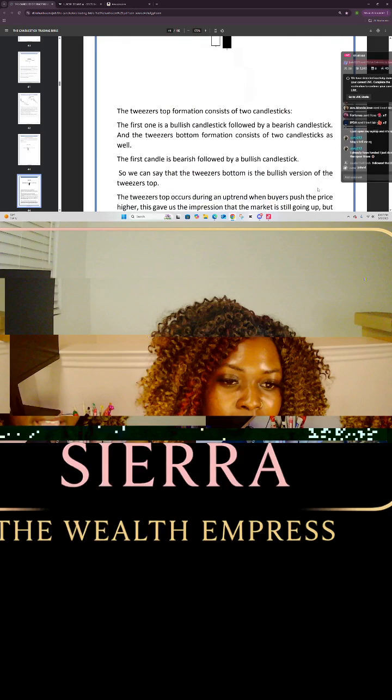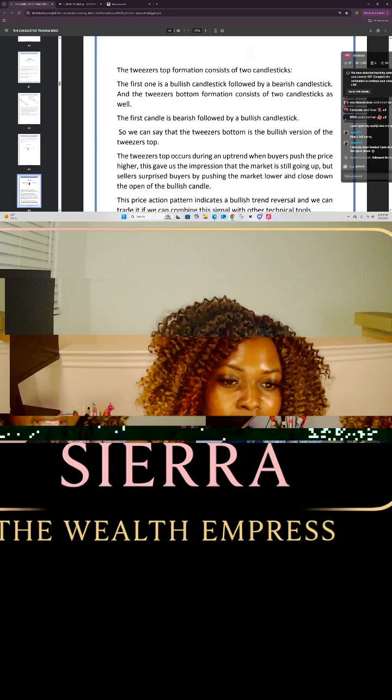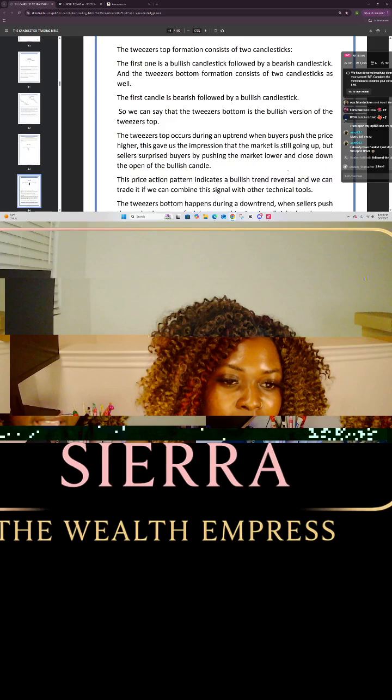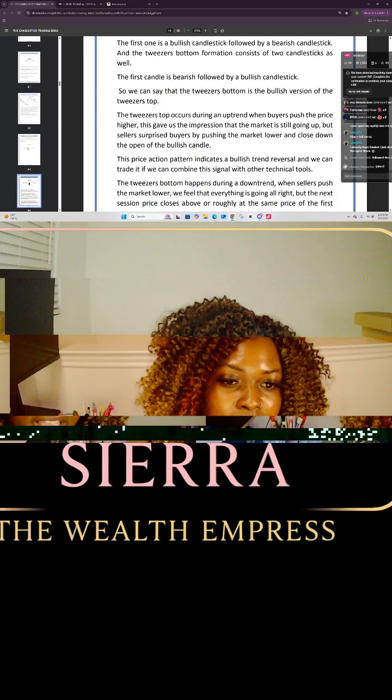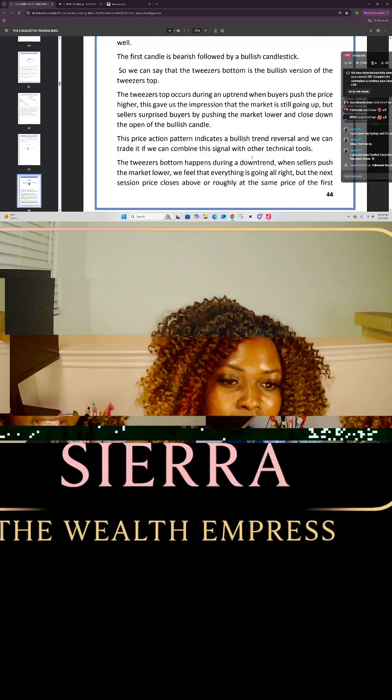Okay, the tweezer top formation consists of two candlesticks. The first one is a bullish candlestick followed by a bearish candlestick, and the tweezers bottom formation consists of two candlesticks as well. The first candle is bearish followed by a bullish candlestick. So we can say that the tweezers bottoms is the bullish version of the tweezer top. The tweezer top occurs during an uptrend when buyers push the price higher. This gave us the impression that the market is still going up, but sellers surprised buyers by pushing the market lower and closed down the open of the bullish candle.